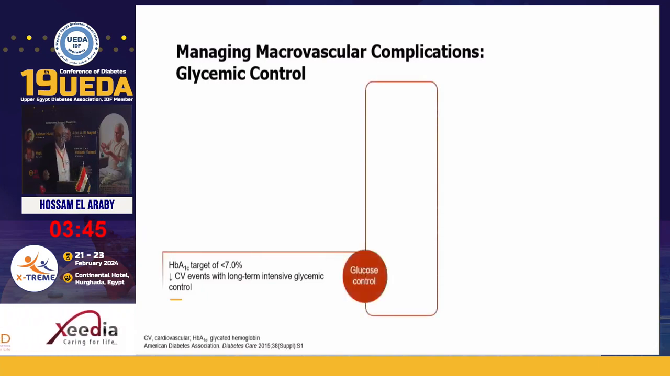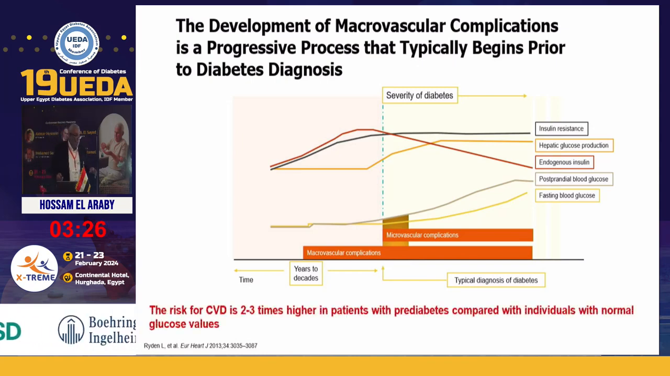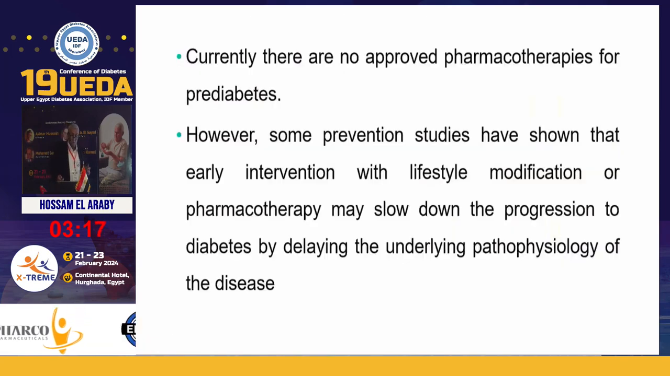Lastly, regarding diabetes. Actually, I'll not speak about diabetes in a conference with diabetologists, so I'll go rapidly through this part. You know that macrovascular complications start early, before the diagnosis of diabetes, unlike microvascular complications. This is why the risk of cardiovascular disease is 2 to 3 times higher in pre-diabetics compared to individuals with normal blood glucose values.